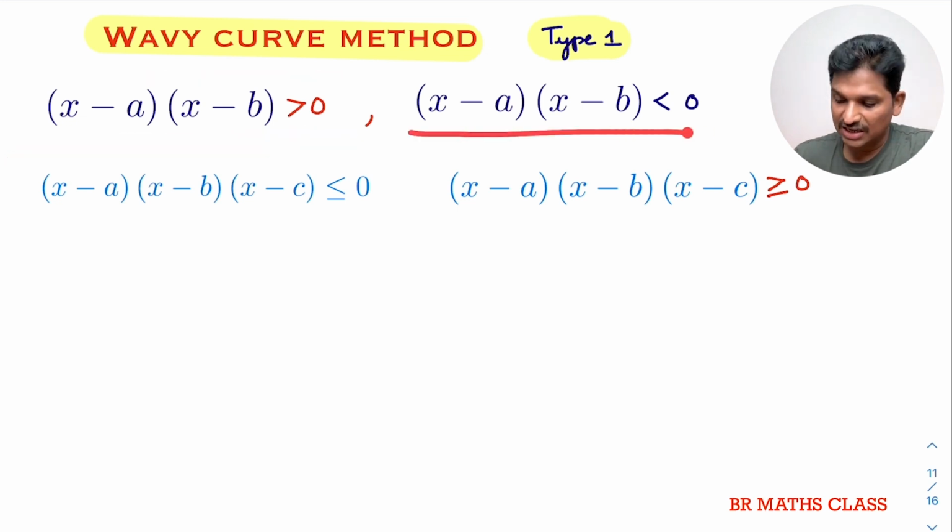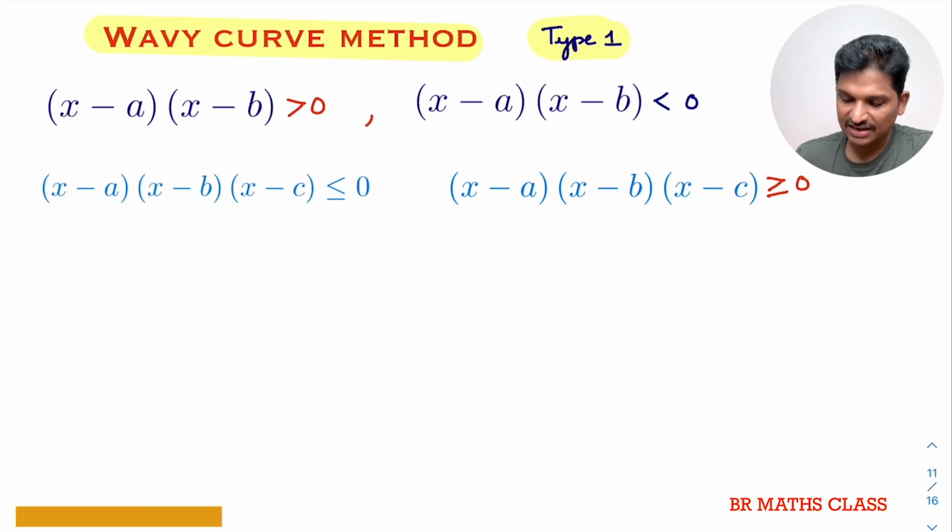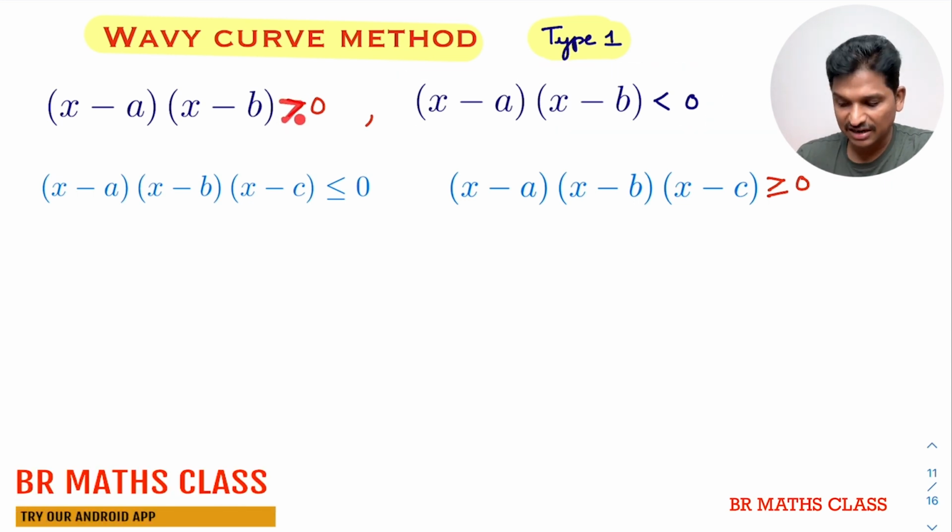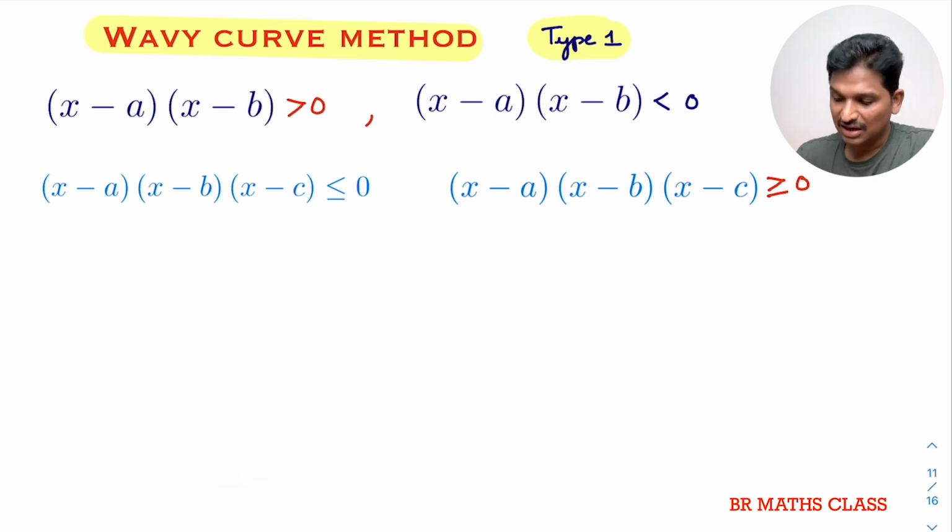If the inequality is like this, greater than is there, not only greater than or equal to, also okay. We'll discuss all those things. Here you see less than 0 is there, not only less than or equal to, also okay.